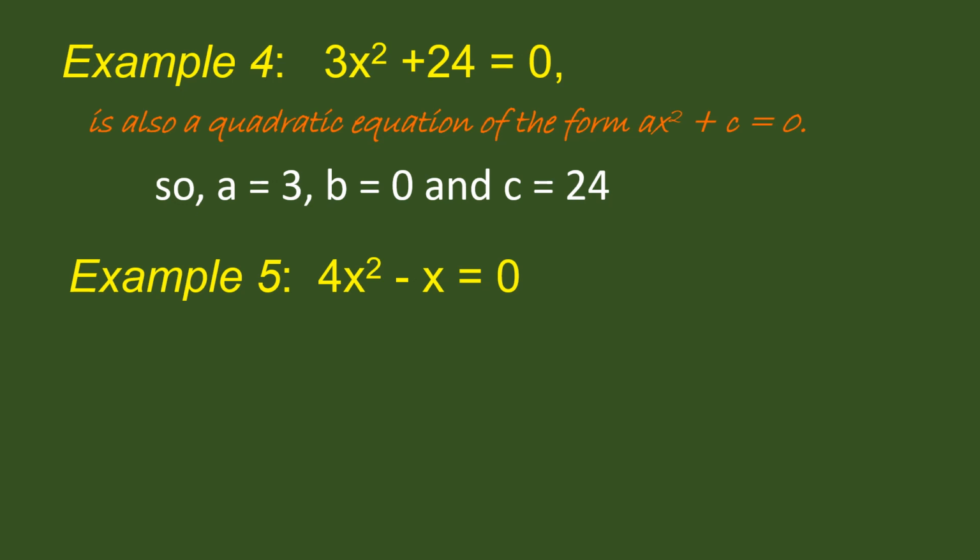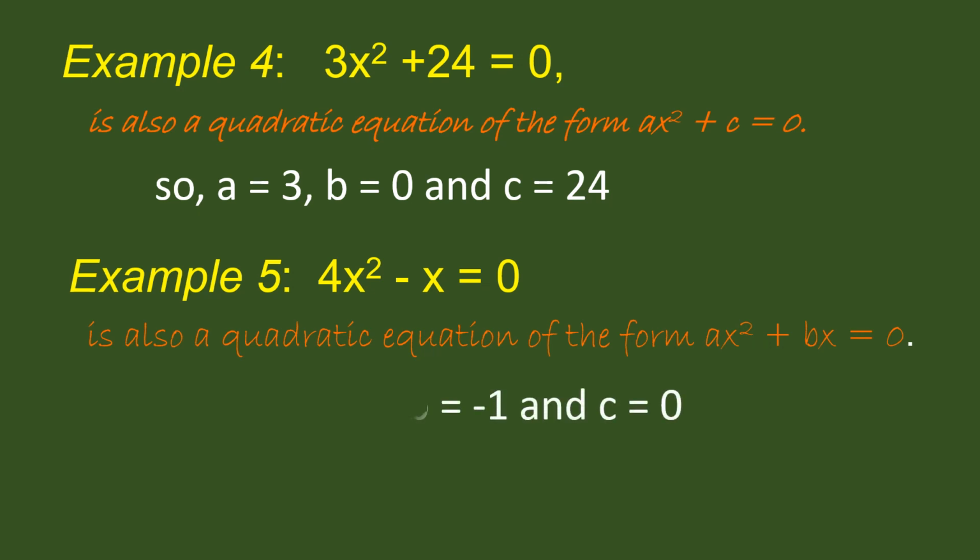Example 5. 4x squared minus x equal to 0. It is also a quadratic equation of the form ax squared plus bx is equal to 0, where a is equal to 4, b is equal to negative 1, and c is equal to 0.